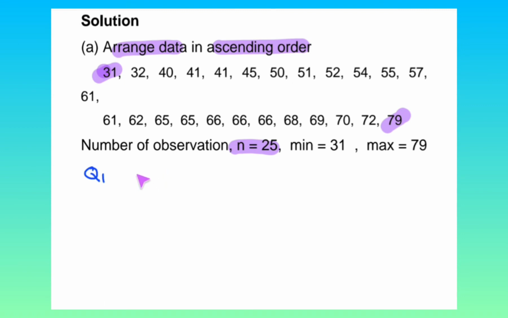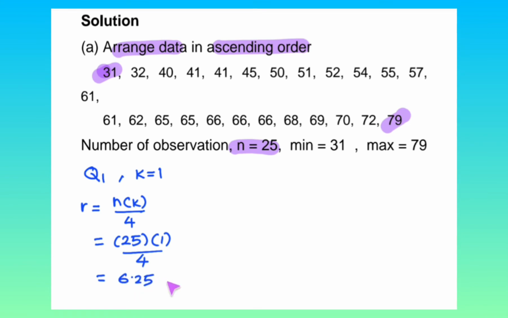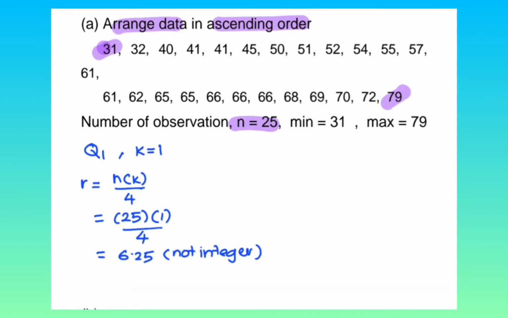Q1 is the first quartile, which means the value of K is 1. Firstly, find R. R is equal to N times K over 4. Remember how to find quartile? So substitute the values: N is 25, times 1 over 4. So we have here 6.25. 6.25 is not an integer. If not an integer, we need to round off to the nearest integer, so it will be the 7th observation.